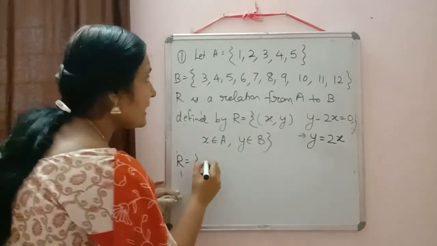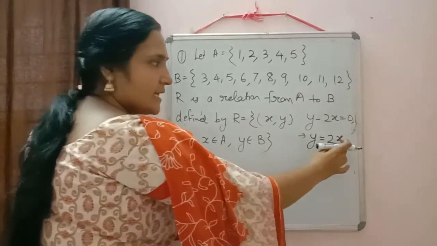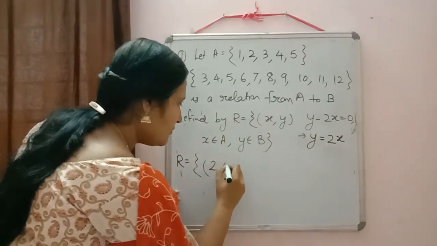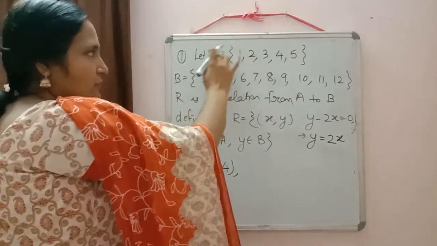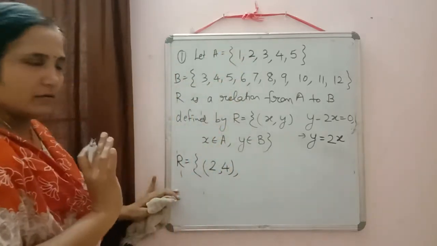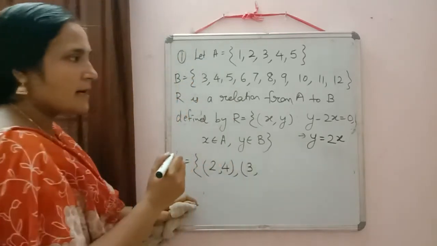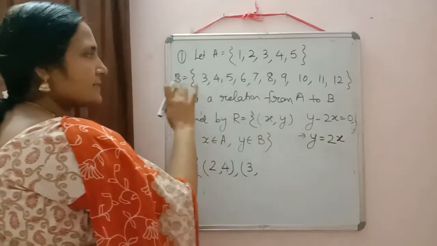We'll take the second element of set A, that is 2. If x is equal to 2, y will be equal to 4, 2 into 2, 4. So (2, 4): 2 belongs to A and 4 belongs to B also. Now we will take x is equal to 3. Then y is equal to 3 into 2, which is 6, and 6 is there in B.